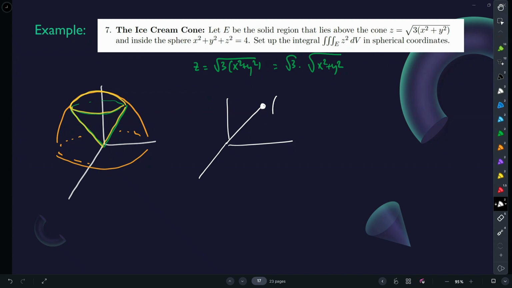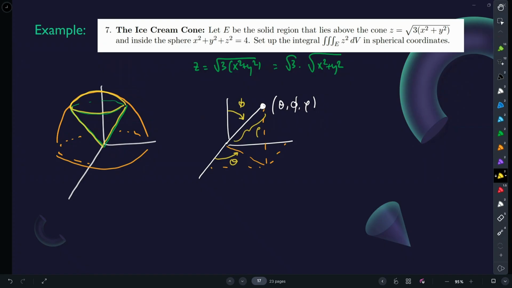If I have a point here, and this is the point theta, phi, rho, say, then this length here is rho. This angle from the z-axis in this direction, that is phi. And then if I project my point down to the xy plane, and I trace the line from here to here, then the angle from here to here, that is theta.